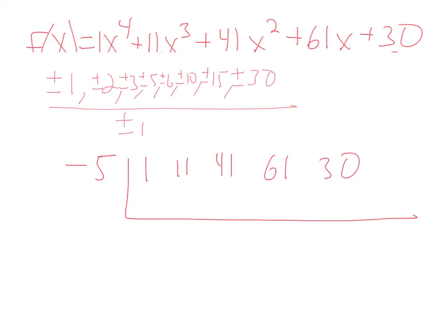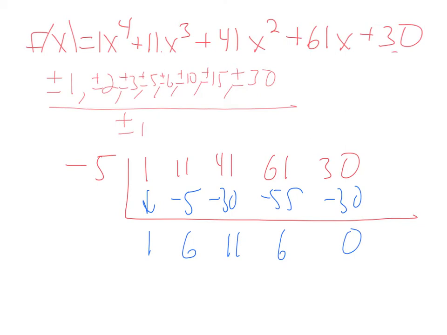So you haven't seen all this work I've done. I've tried negative 10, I tried negative 6, neither of those worked. I decided to try negative 5, and surprisingly enough, it does work. So I bring down the 1, I get negative 5, that gives me 6, that's negative 30, that's 11, that's negative 55, which is 6, negative 30, that's 0.